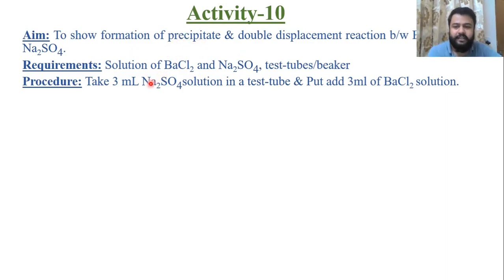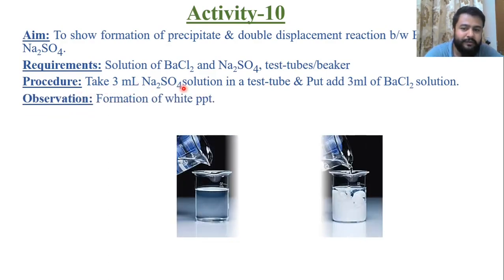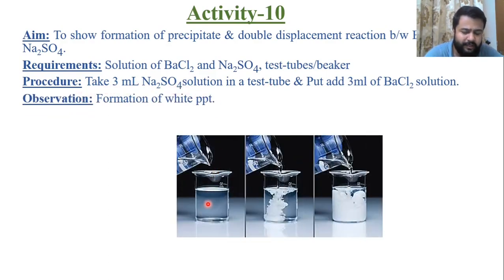So for this reaction, requirements are solution of barium chloride and sodium sulfate, test tube and beaker. What we are going to do is take 3 ml of sodium sulfate in a test tube or in a beaker, and add 3 ml of barium chloride solution. So suppose this is sodium sulfate solution and this is barium chloride solution.